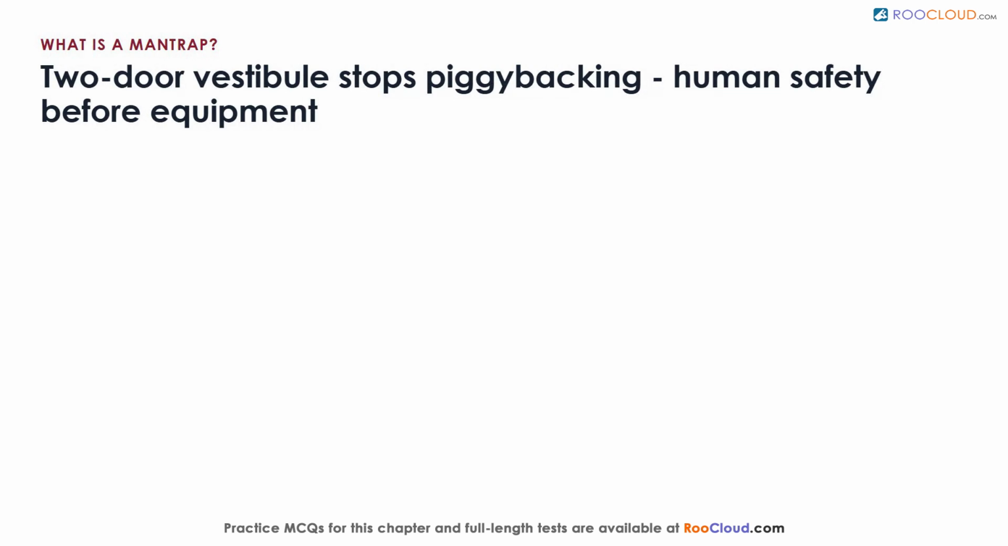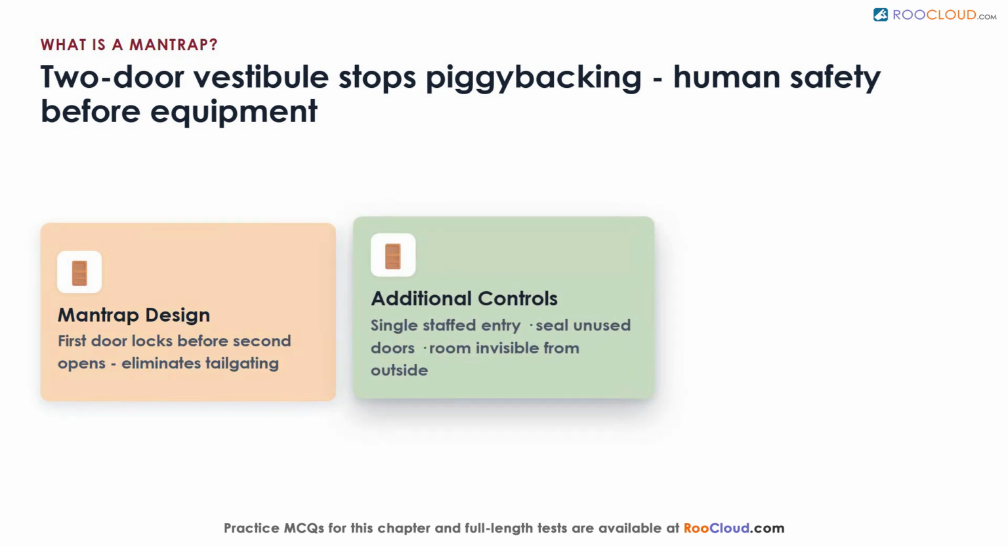A few special controls are worth calling out. What is a man trap? It's a two-door entry where the first door must lock before the second opens. This stops piggybacking when someone slips in behind an authorized person. Use a single staffed entry point and seal off unused doors. Keep the computer room invisible from outside, with no windows or signs pointing to it.